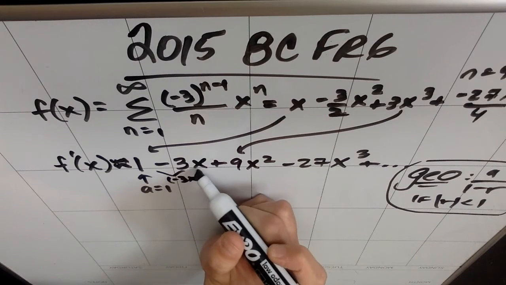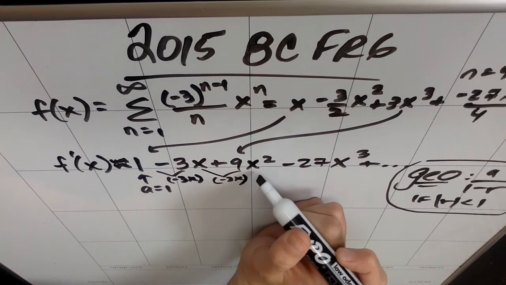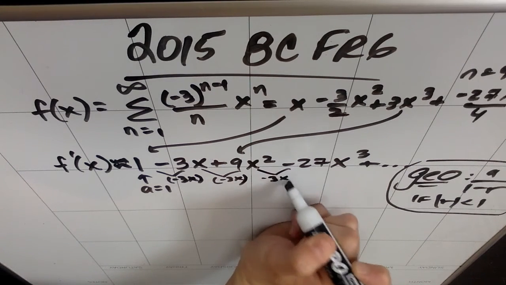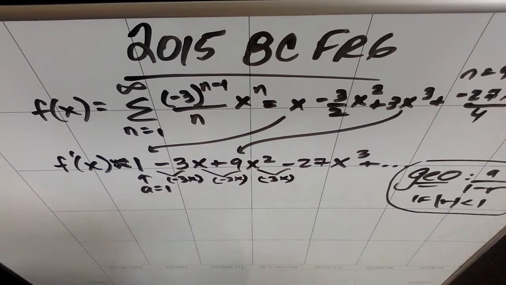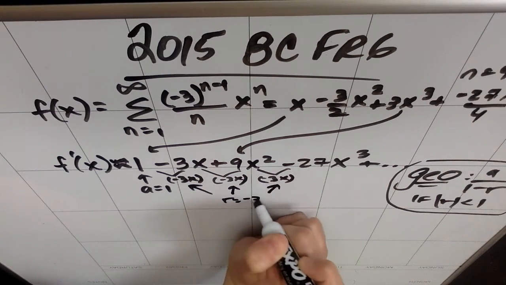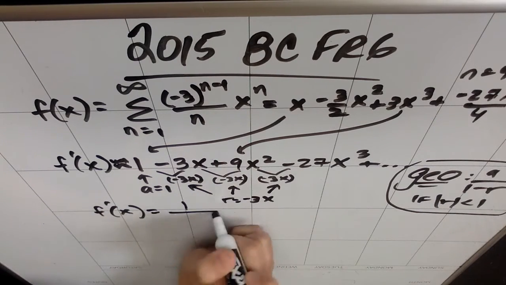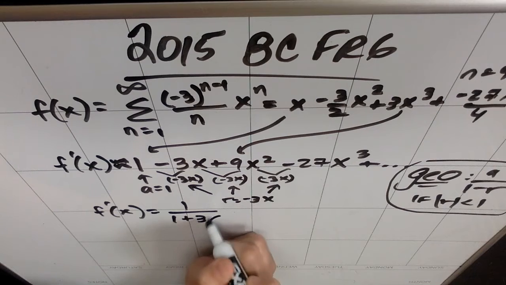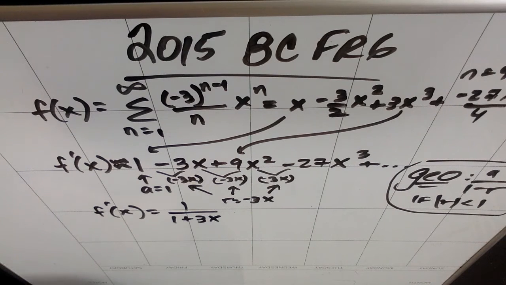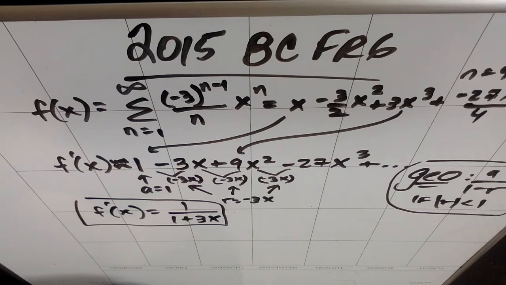And you can check that. Do I multiply negative 3x times a negative 3x to get to 9x squared? I do. Do I multiply 9x squared by a negative 3x to get to negative 27x cubed? I do. So it turns out that my r, the thing I'm multiplying by, is a negative 3x. That means that f prime of x is a over 1 minus r, which would be 1 minus a negative 3x, or 1 plus 3x. So boom, there's my f prime written as a rational function, right?